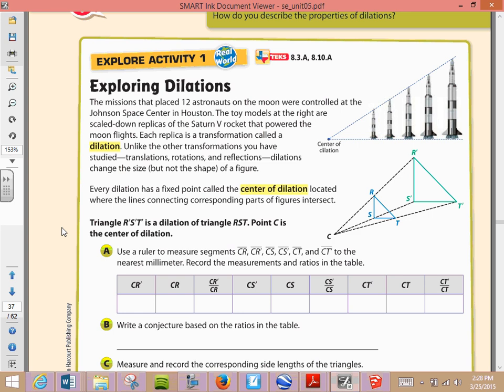Now tell me, is this image changing shape? No. This is changing angles. What is it changing? Simply size, right? What does it make it then? Similar. It's no longer congruent, meaning it's not exactly the same, but it is similar.